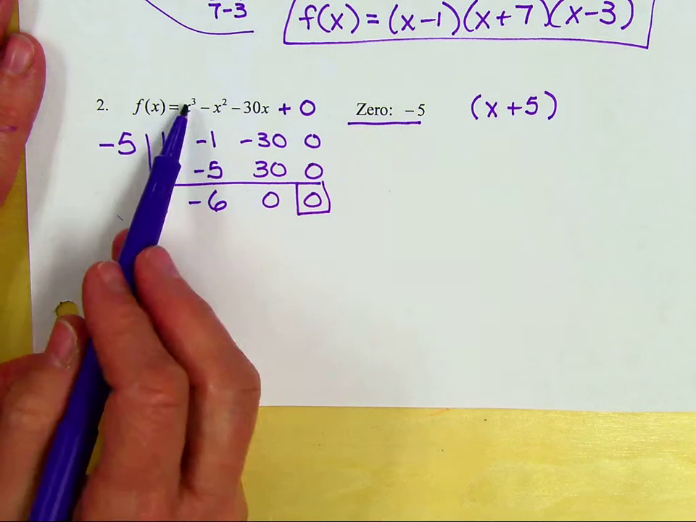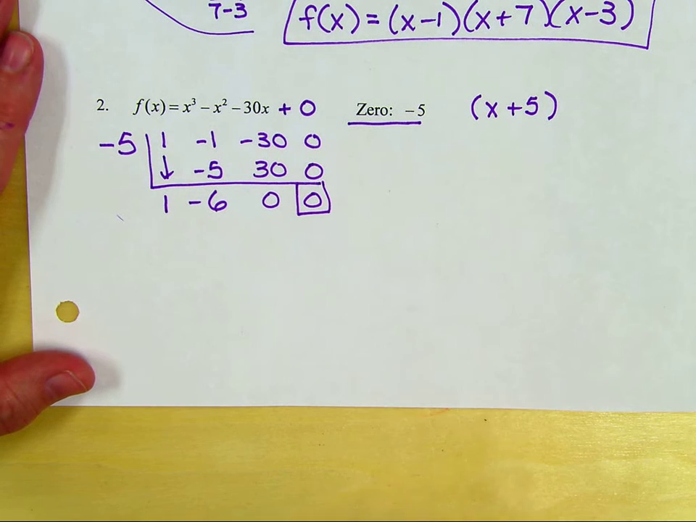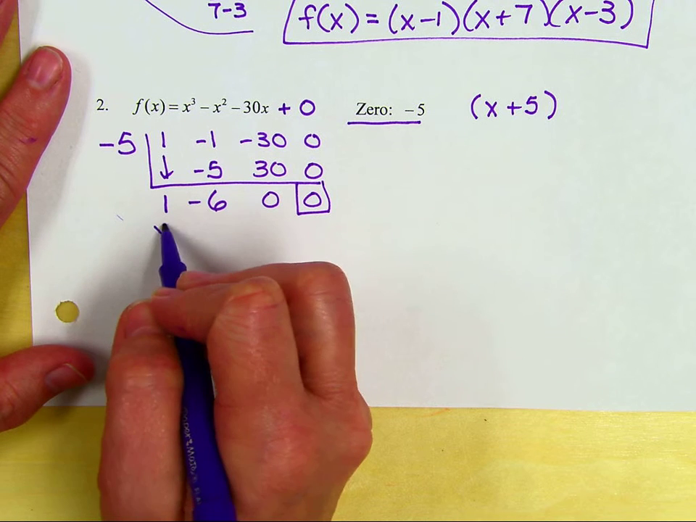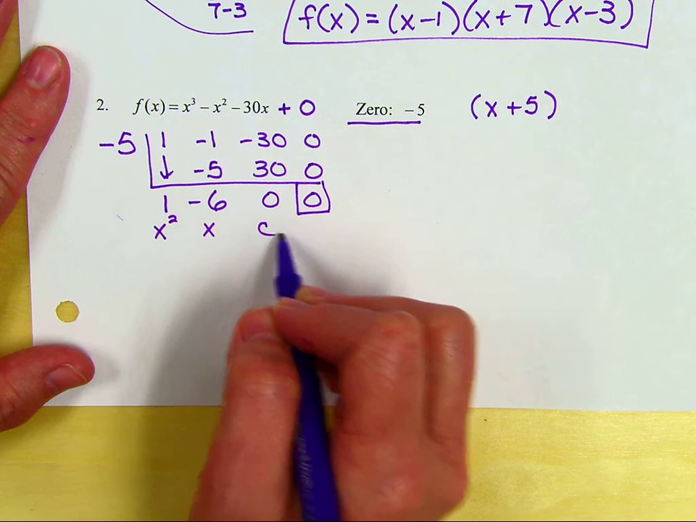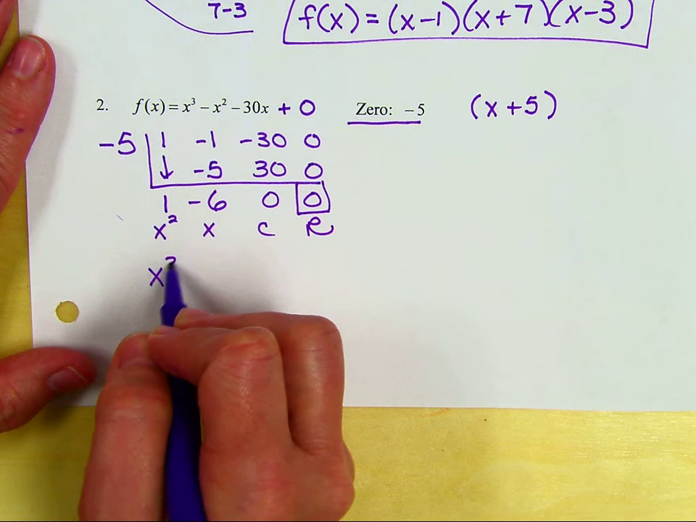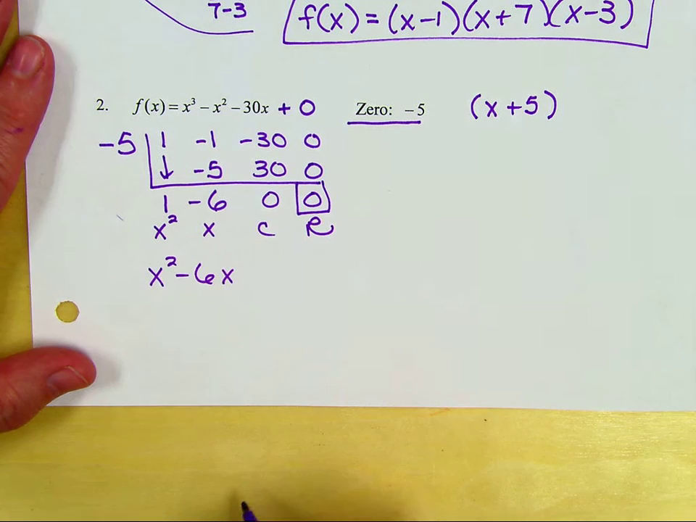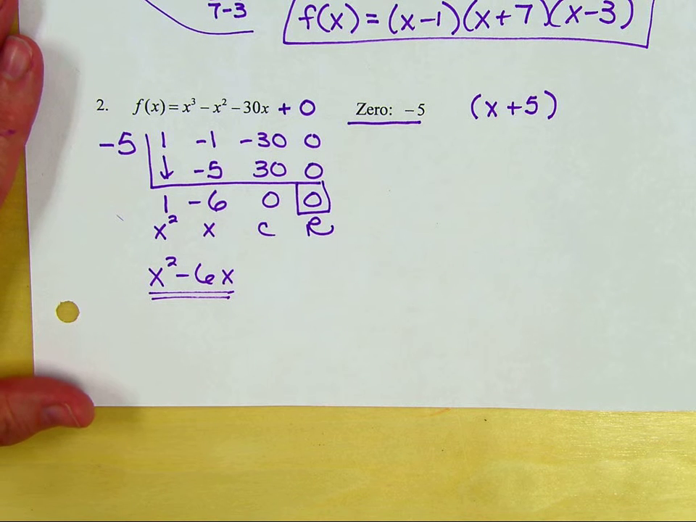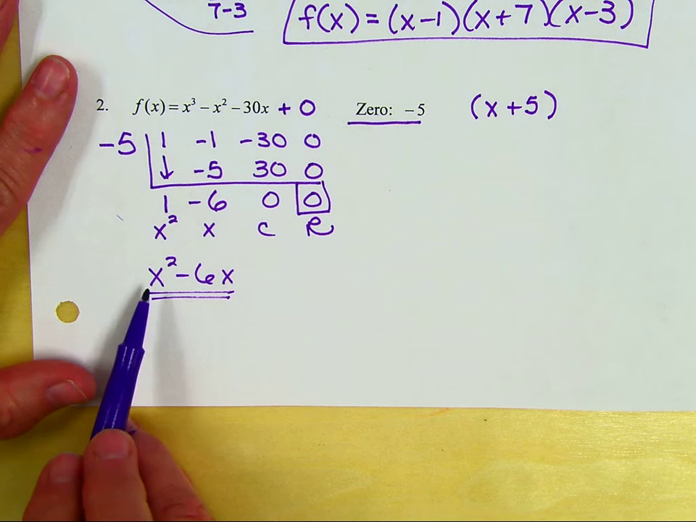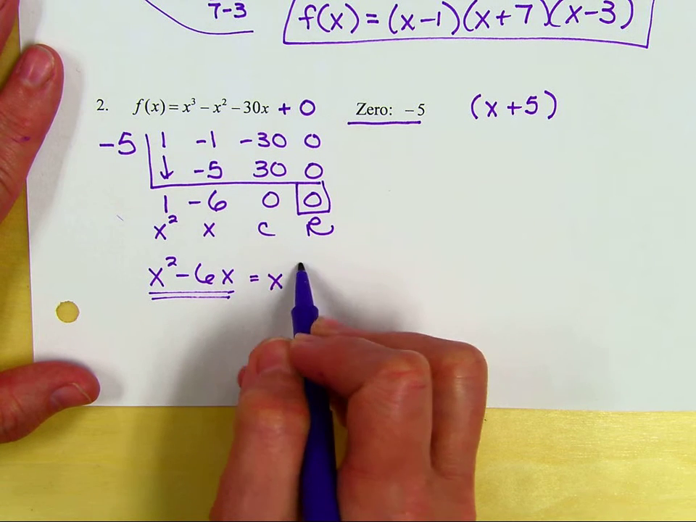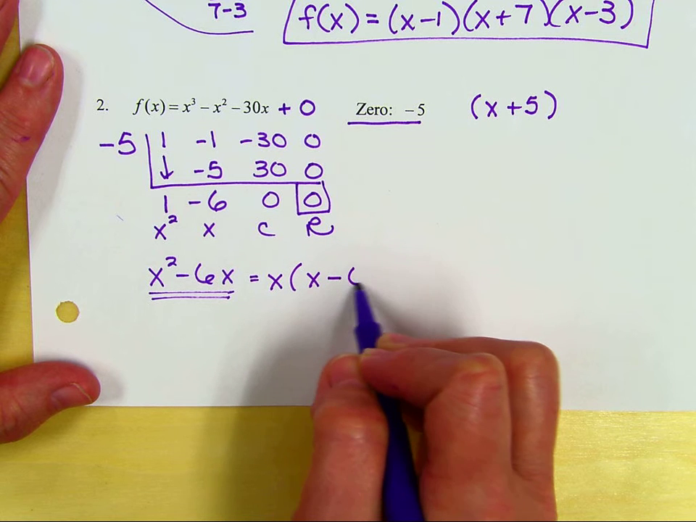I started with x cubed. I lose 1 degree when I divide. So I've got x squared, x, constant, and remainder. So x squared minus 6x plus 0. I don't need to write the plus 0. This is what I'm looking to factor. Greatest common factor. They have an x in common. So I'm going to pull out the x times x minus 6.